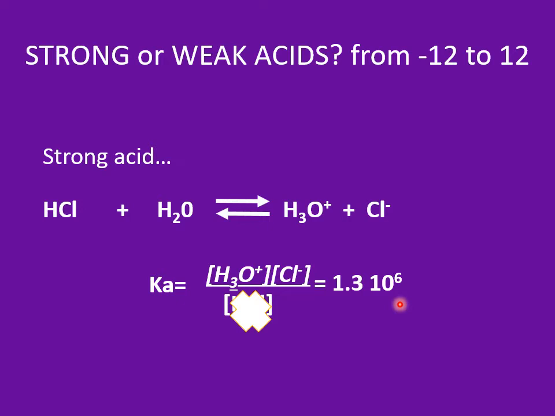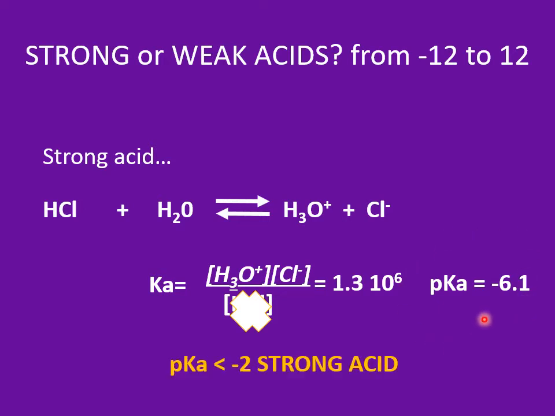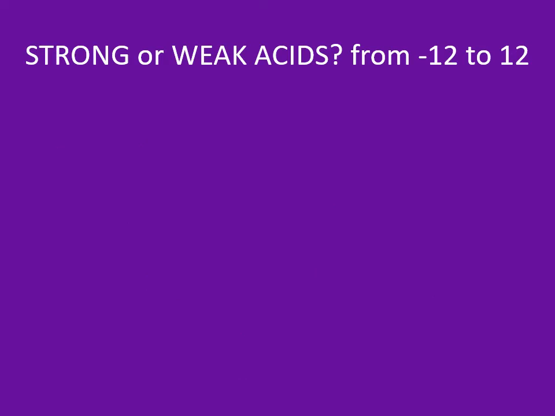We will apply minus the logarithm of the acid dissociation constant to have pKa. The pKa of this reaction is minus 6.1. You see a very small number. We said that if the pKa of the acid dissociation constant is less than minus 2, the acid is strong. And what about the bases?